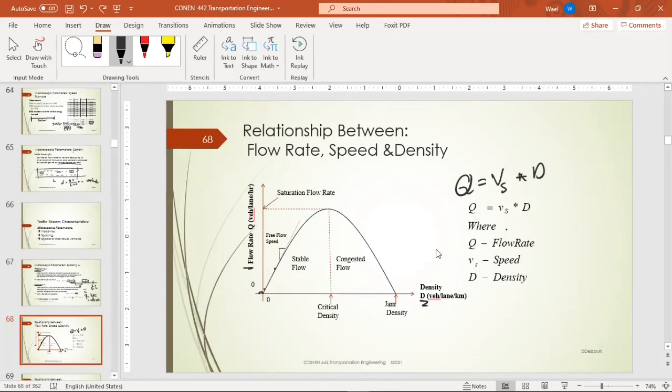But as the volume starts increasing on the highway, the speed starts reducing, and the rate of increase slows until we get to that point. That point we call the saturation flow rate, and that's the critical density. Beyond this point, the flow starts going down, but the density starts to increase. That's when we have congestion. So this area is congested flow, this is stable flow, and that's the critical point at the saturation. When we exceed the saturation flow rate, we get into congestion and the traffic jam starts building. At this point, the traffic is not moving, the vehicles are stopping. That's similar to the density you can observe in a queue at the traffic light.